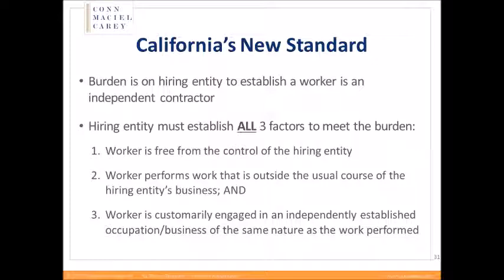And then finally, under the third factor, this also presents a really significant hurdle to establishing that someone should be considered an independent contractor because it requires the worker to be customarily engaged in the work it could perform through his or her own independently established occupation or business. Thus, this factor suggests that the worker would need to establish some sort of independent business entity or identity to be hired as an independent contractor.